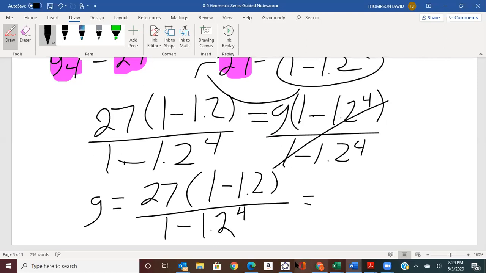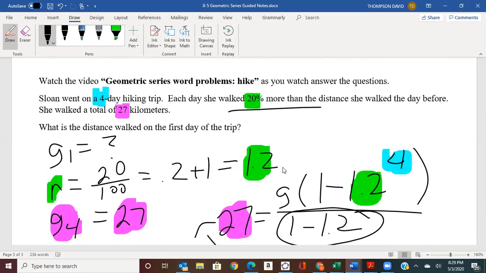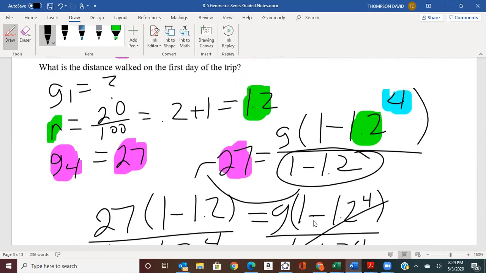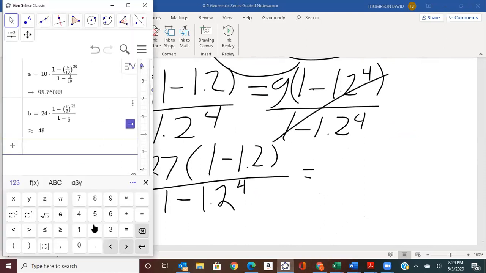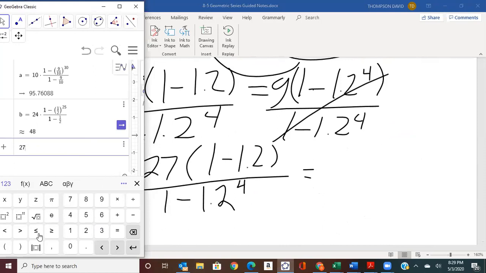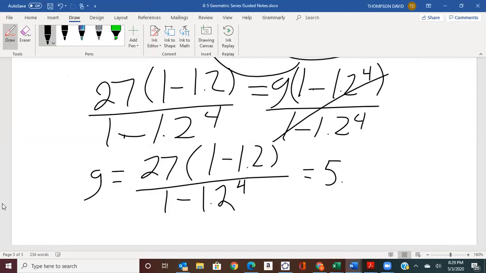We'll plug that into the calculator and we're going to get an approximation. And it does say to round to the nearest tenth of a kilometer. So we're going to use GeoGebra again. We're going to do 27, parentheses, 1 minus 1.2, close it, divide, 1 minus 1.2, hit the exponent to the fourth, and we get approximately 5.0 kilometers. Hopefully that helps you get a little bit of understanding of the concept of geometric sequences.